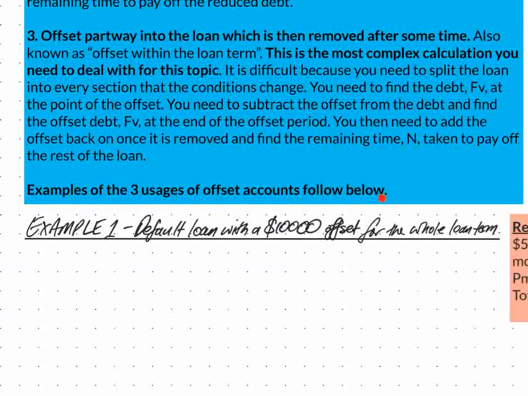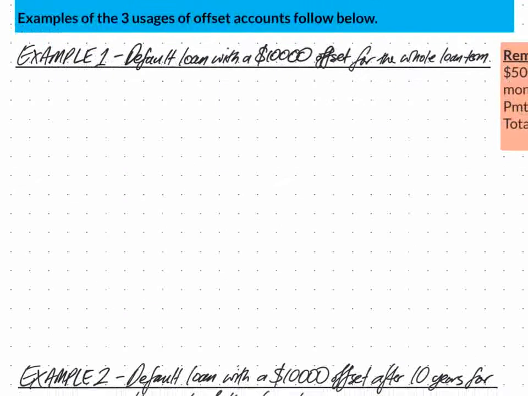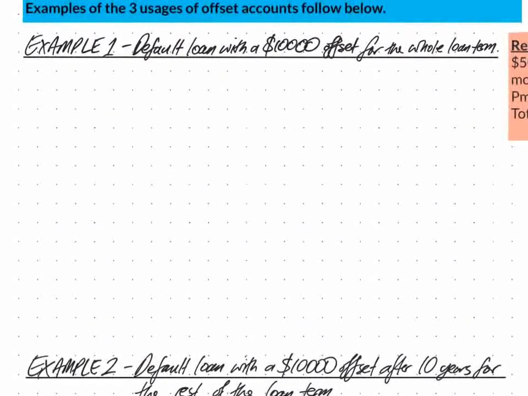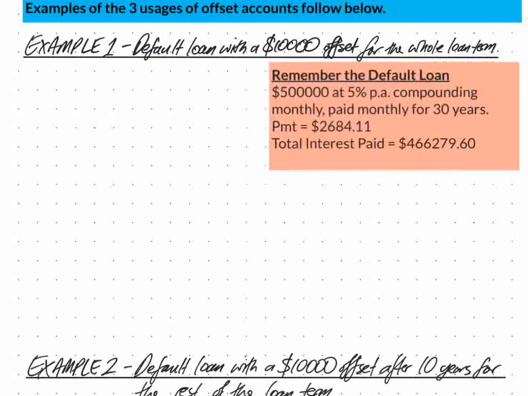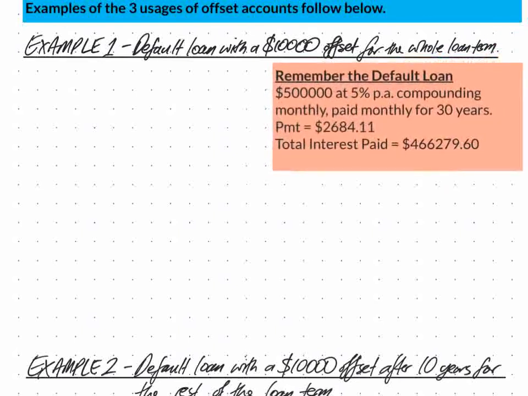So we're going to go through all 3 examples in this video, and you'll see why the last one is the most difficult. So example 1, default loan with a $10,000 offset for the whole loan term. So I'll reintroduce our good friend, the default loan.